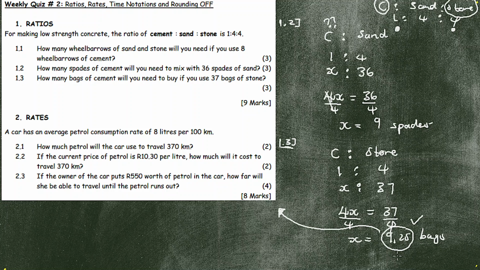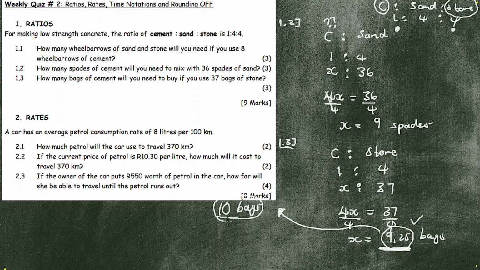I need 9.25 bags of what? Of cement. But when you go to the shop or a warehouse to buy cement, they are selling it in bags, right? You cannot get a half a bag or a quarter of a bag, right? So this answer should be 10 bags. I'm rounding it off to 10.